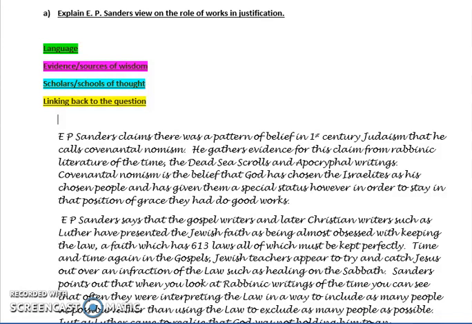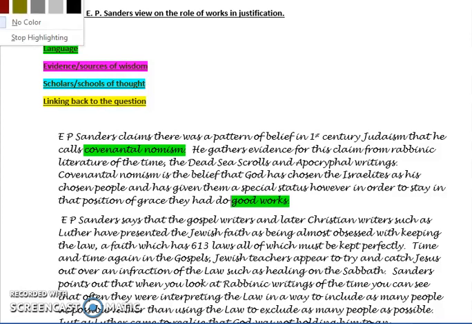So E P Sanders claims that in first century Palestine, there was a Jewish belief or an approach to justification called covenantal nomism. And that is the idea that the Jewish people were chosen to be saved by God. They were chosen as his special people. And that's the first stage of justification. But then to remain being justified, they have to do good works.